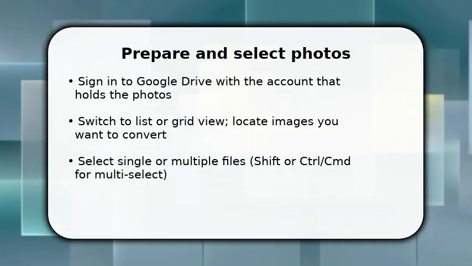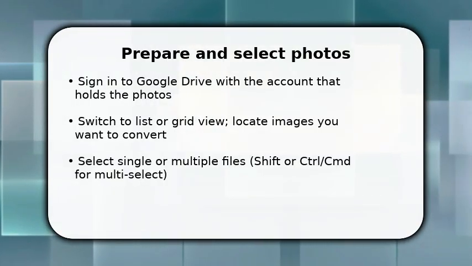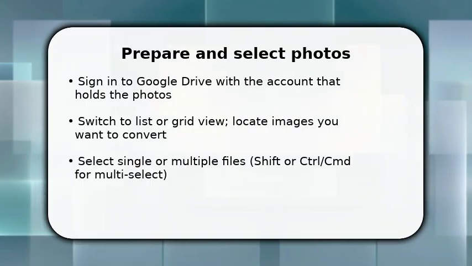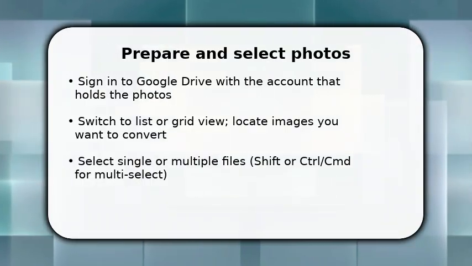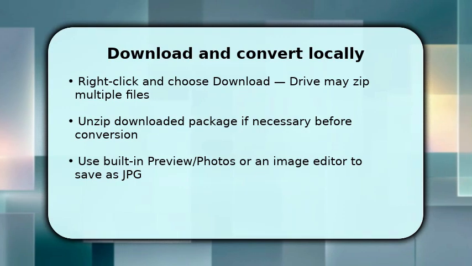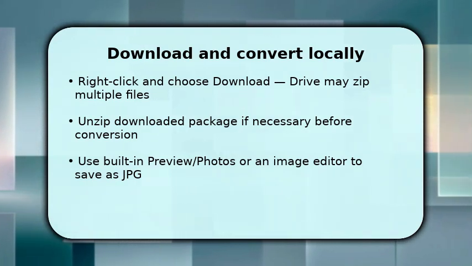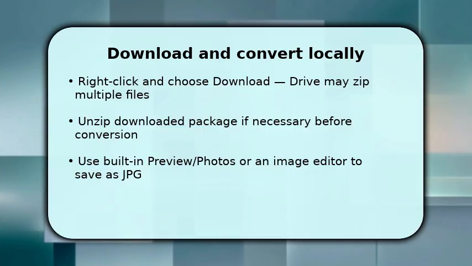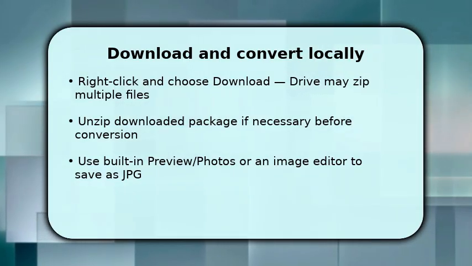Make sure you have download permission and enough local disk space, because conversion uses a download plus change approach rather than server-side reform. After selecting, choose Download. Google Drive will zip multiple images into one archive. Once the zip completes, open your Downloads folder and extract the contents.